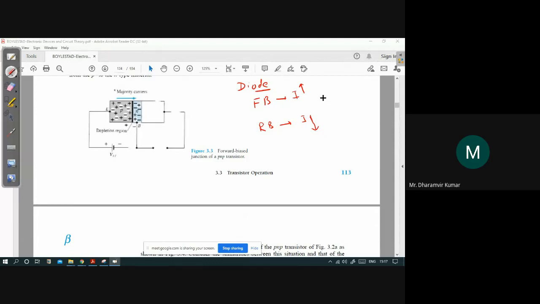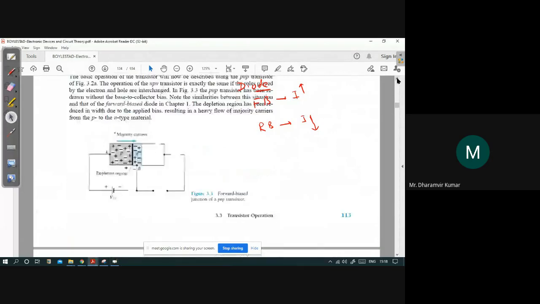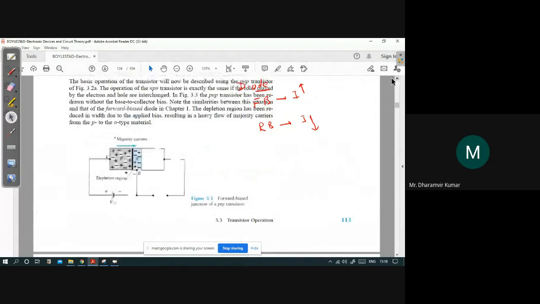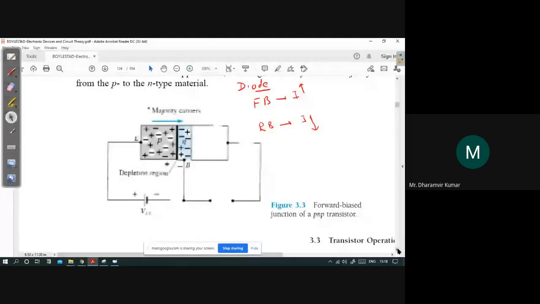And what about the type of charge carriers involved when the diode is forward biased or reverse biased? Let's try to recall this. Let us go through this step by step. I am enlarging this image from Boylestad. This is figure number 3.3, forward bias junction of a PNP transistor. If you pay attention here, this is a PNP transistor.